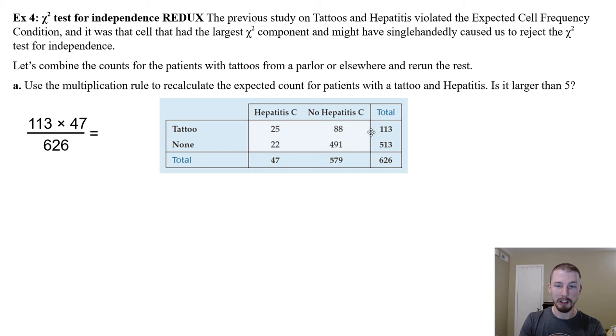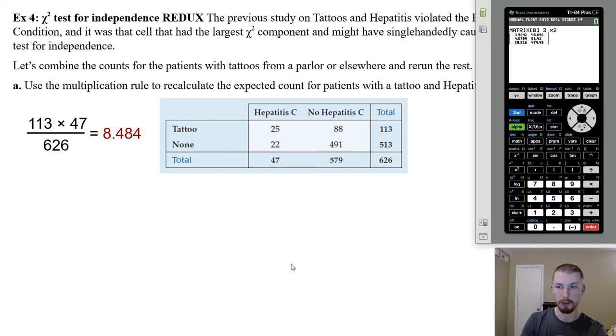Okay, so now let's check and see if we violated the condition. 113 times 47 divided by the total. Okay, now everything's good. We have a large enough sample that we can actually run this. So let's rerun the test. I'm going to go in here and edit matrix C. Now it's actually a 2 by 2, so we have 2 rows and 2 columns: 25, 88, 22, and 491. Alrighty, looks good. Let's run the test for that one.